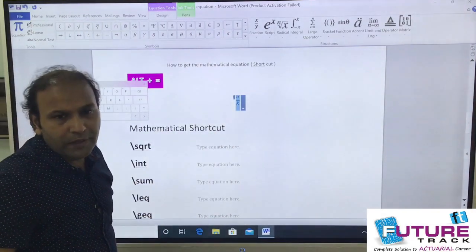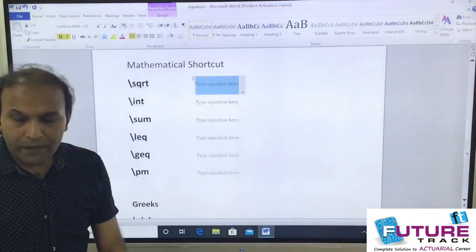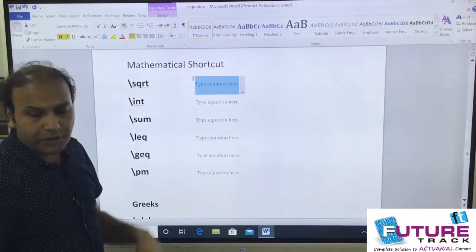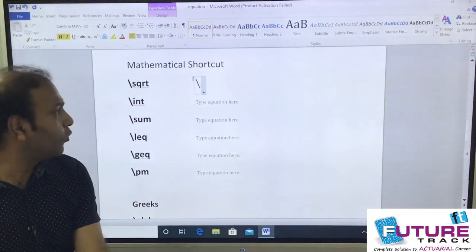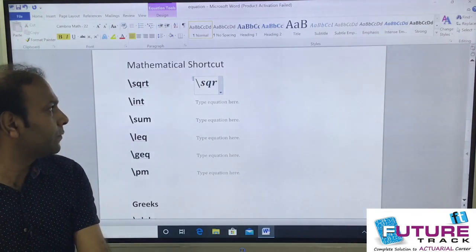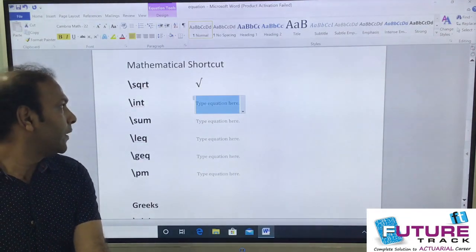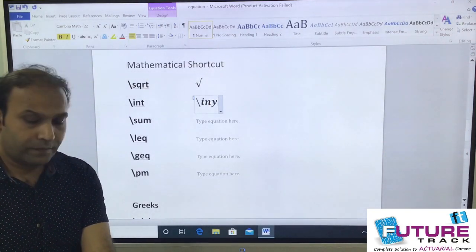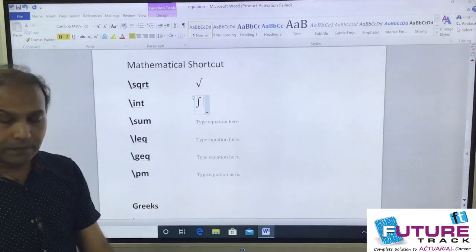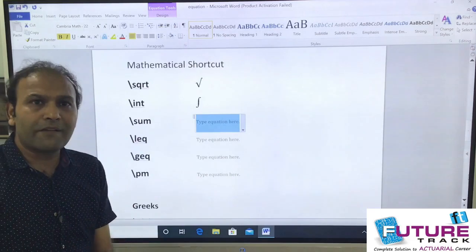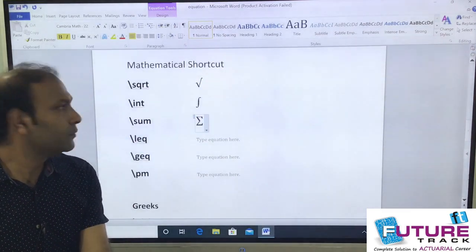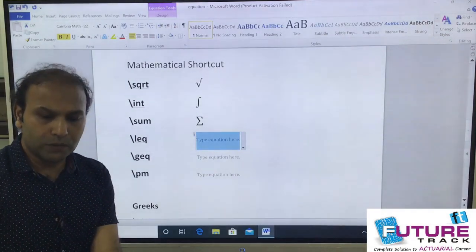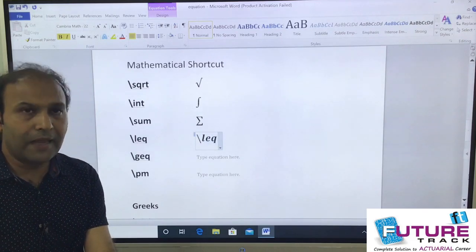But that is a very time consuming approach. So I'll tell you the shortcut keys. What is the shortcut for square root? See, there is a command backslash, and what we need is sqrt. See, you get it. Next, if you want to get an integral, backslash int, you get an integral. Then if you want a summation, backslash sum. There is no need to go there. If you want less than or equal to, backslash LEQ.